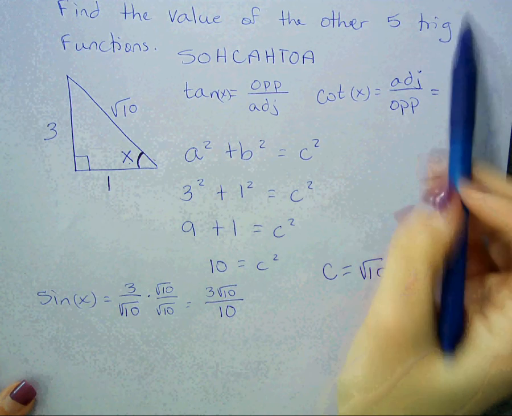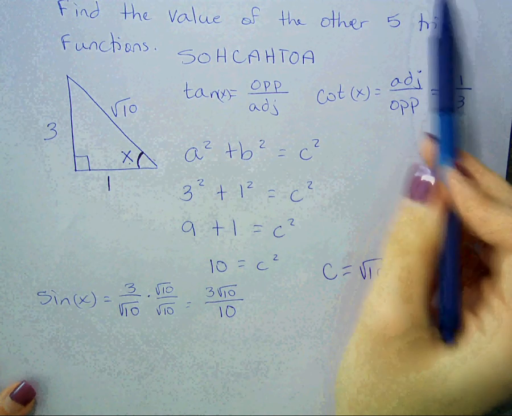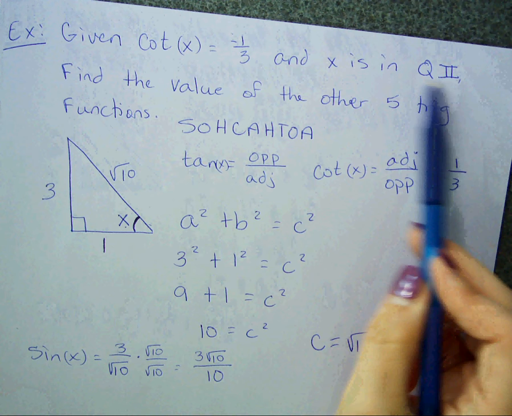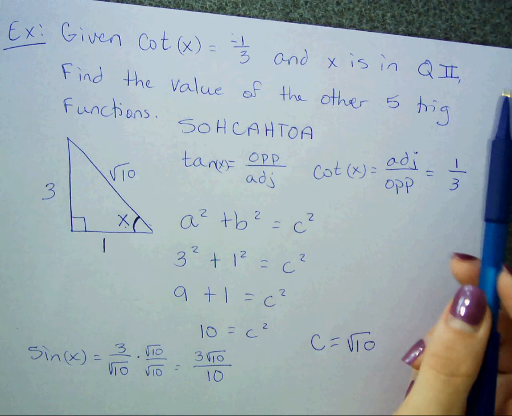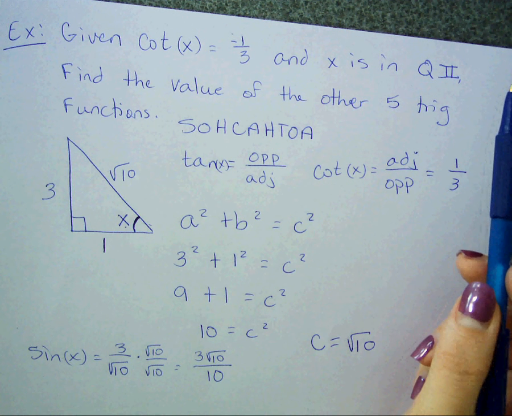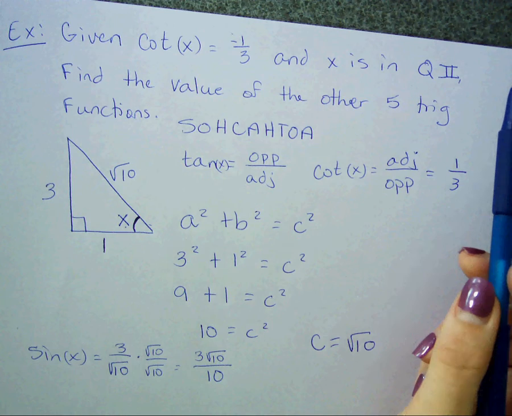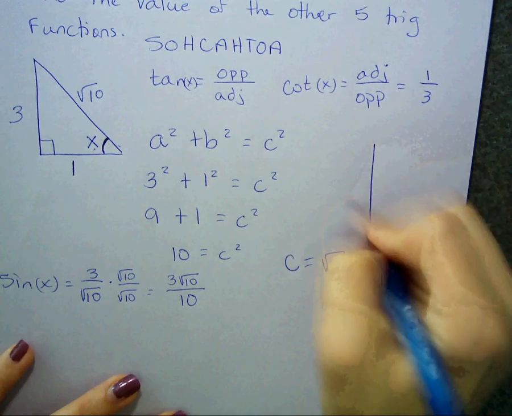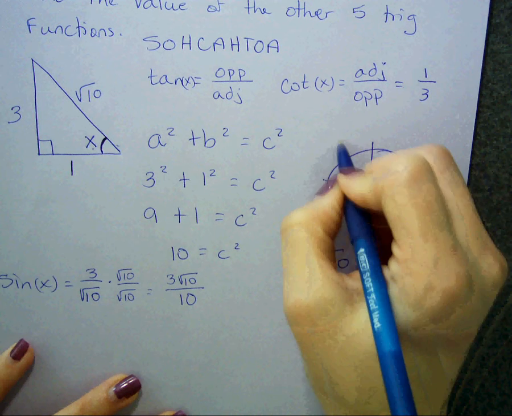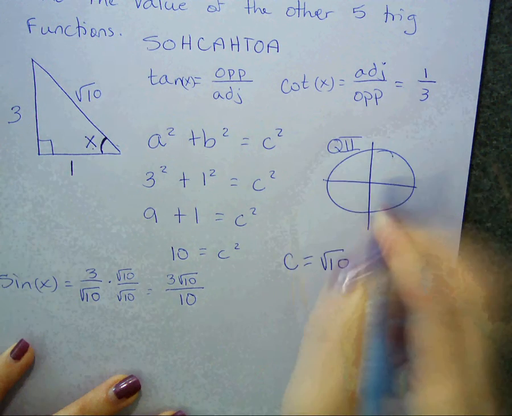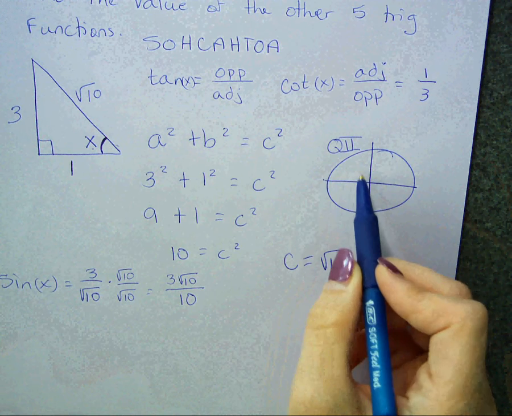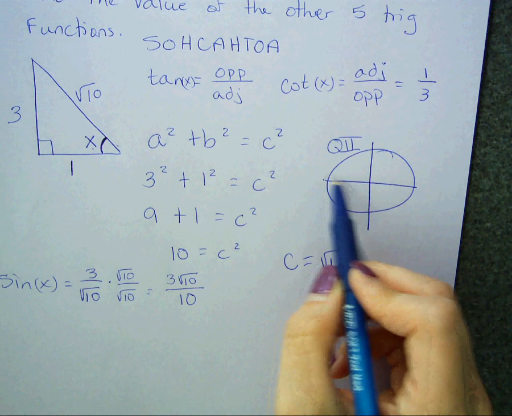Now we're in quadrant 2. You can't see that. Quadrant 2. So is sine going to be positive or negative? It's positive, right? Quadrant 2 is over here. We are definitely above the x-axis. Sine being y is positive. So there's sine of x.